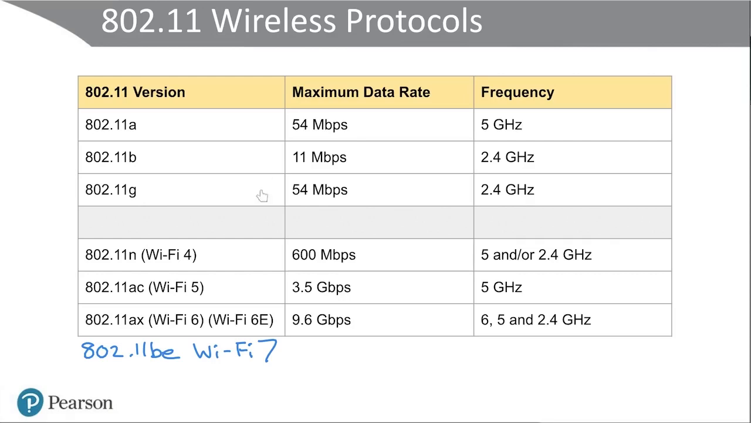One way or another, there will be a Wi-Fi 7, and it can transmit at a theoretical 40 gigabits per second. And it will have the ability to do the same frequency ranges as 802.11ax. So always be on the lookout for new technologies.